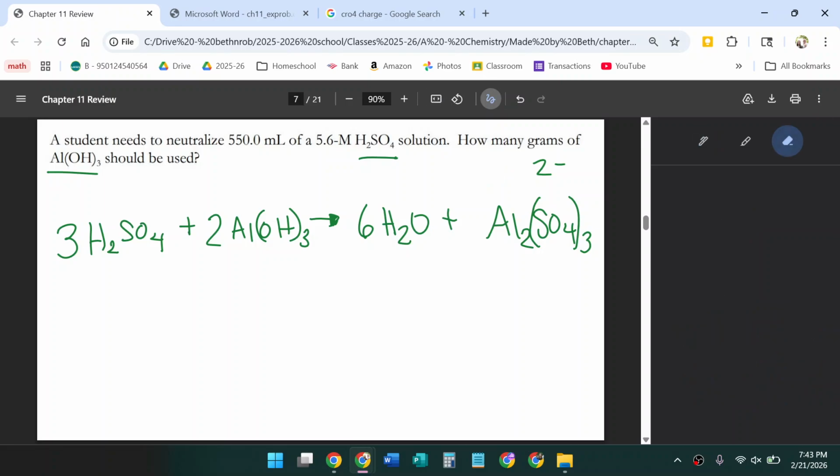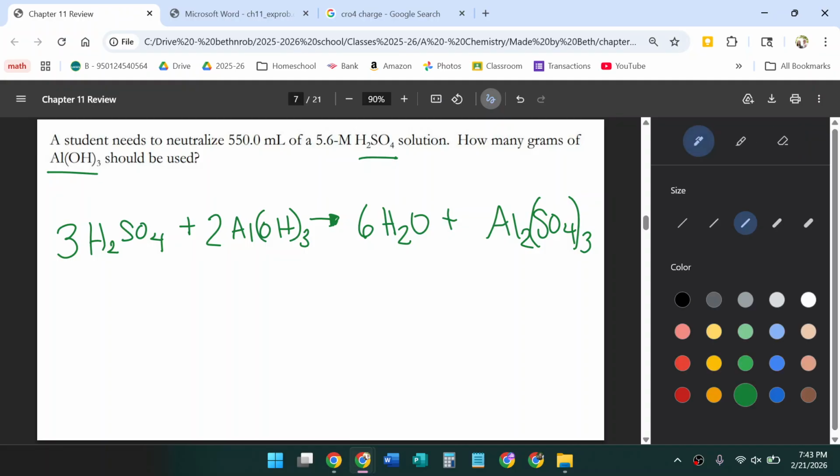I'm going to erase the little things up here so I have more room to write stuff. All right, and then what have they given us, and what do they want? Let's mark what they've given us. For the H2SO4, this first one, we have 550.0 milliliters. How about if I just move my decimal here and call it liters, because I know that everything is working in liters in these problems.